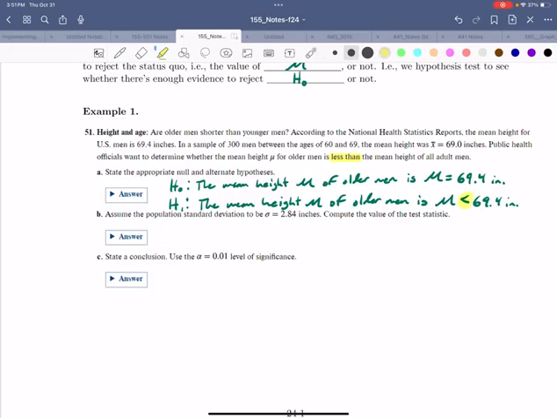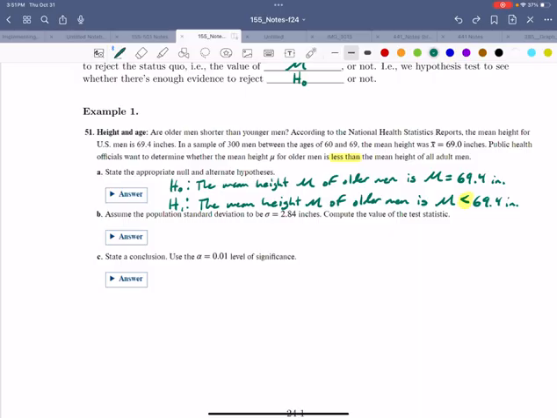Now again, where am I getting less than from? From the words less than, as given in the problem. They will always specify in the problem whether they're talking about less than, greater than, or not equal to. So be very careful to get the right alternate hypothesis. All right, now again, we're assuming unrealistically the population standard deviation is 2.84. Compute the value of the test statistic.